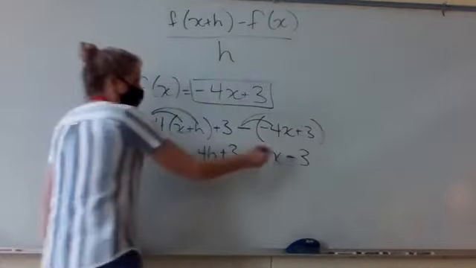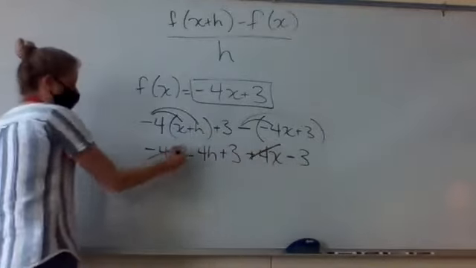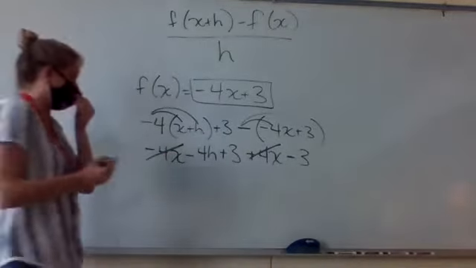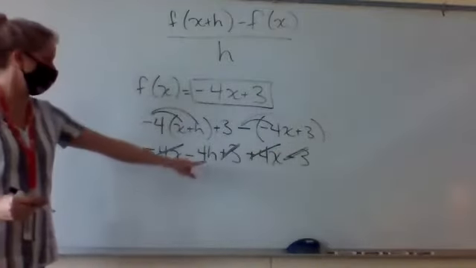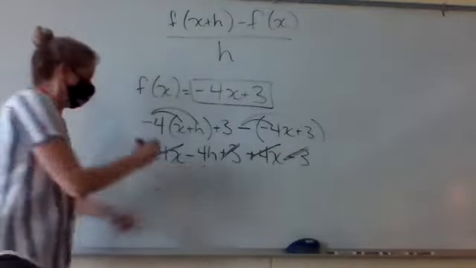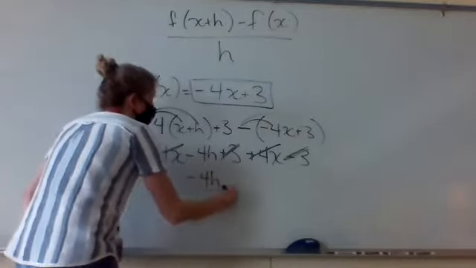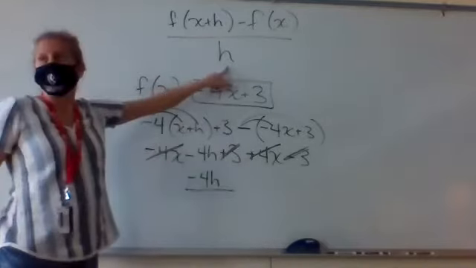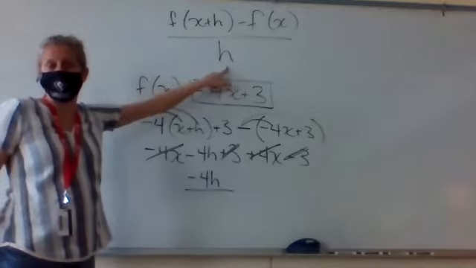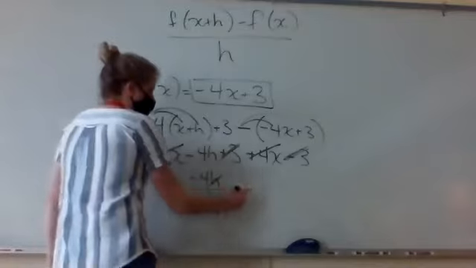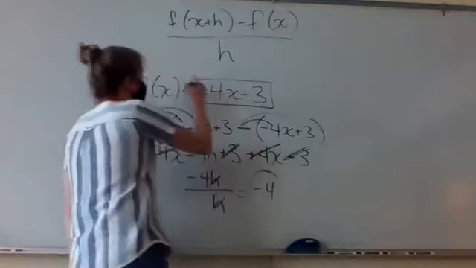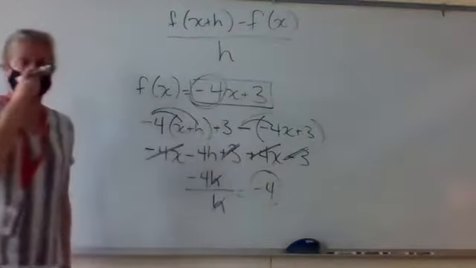something up front. So a +4x should have a -4x to cancel. The -3 has a +3 to cancel. So the only thing you're left with is -4h. Now, I put the h in the denominator. And what happens? The h is canceled, so there's your -4, like we knew was going to be the answer.